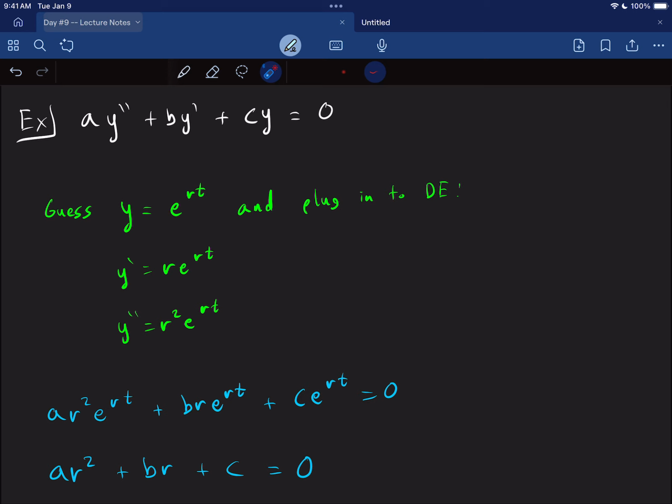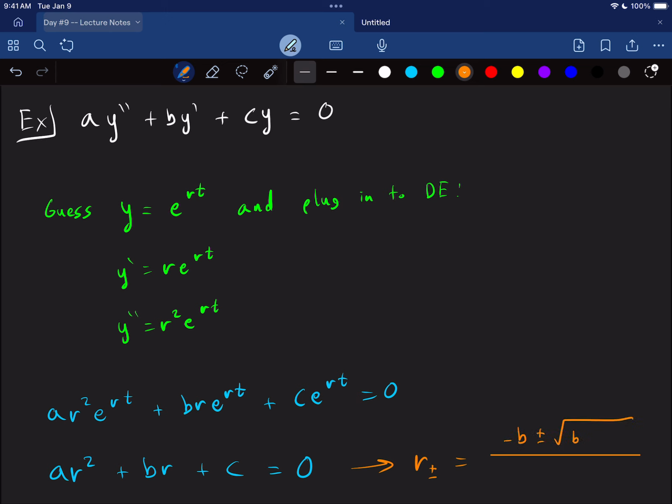So we end up with this. This is a very fun equation. We know how to solve this. This is a quadratic equation. It can be solved with the quadratic formula. I'll even just go ahead and write r, and I'm going to label plus and minus, is negative b plus or minus the square root of b squared minus 4ac all over 2a. So we get two answers for r here. And right there, that just gives me my two answers.